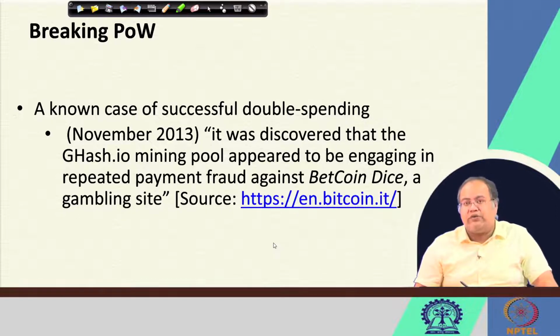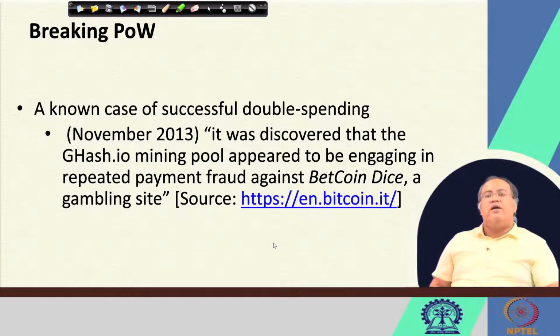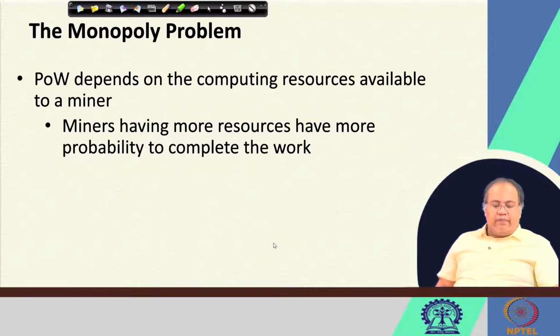They were able to successfully do that kind of double spending. Well, it was possible to break the proof of work mechanism, I mean, theoretically possible, and people did that earlier. So, in that context, this monopoly problem comes.